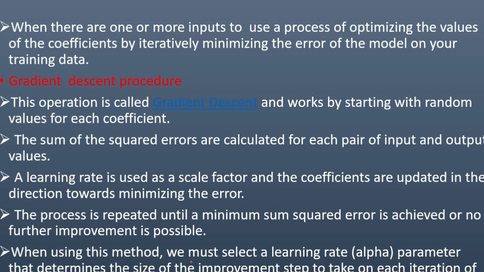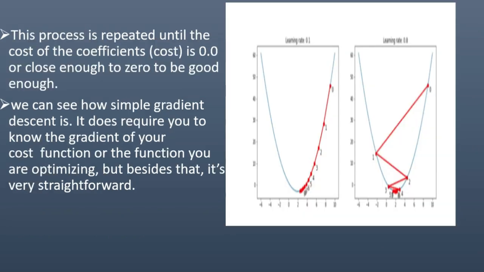When using this method, we select a learning rate. It is denoted by alpha. In some textbooks, it's denoted by R. That determines the size of the improvement step to take on each iteration of the process. And this process is repeated until the cost of the coefficient is 0 or it's close enough to 0.